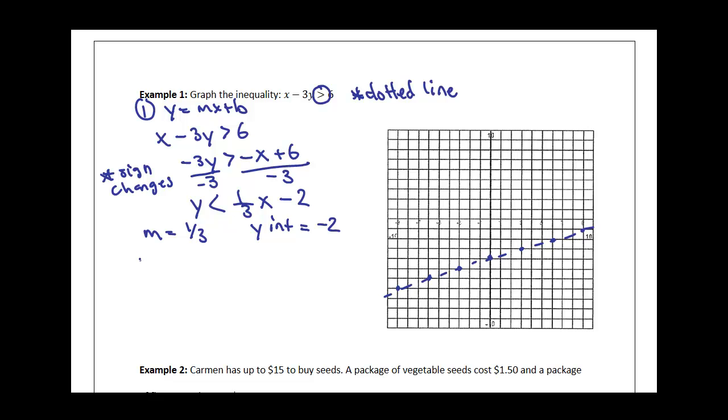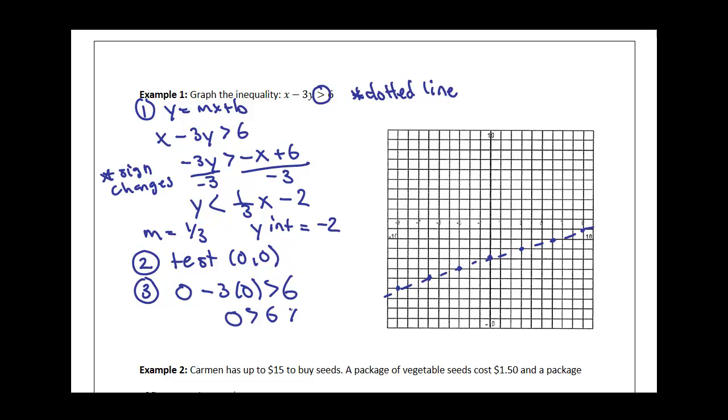Awesome. Our second step says to choose a test point that is not on the line. In this case, (0, 0), which we would generally want to use, is not on the line. So let's test (0, 0). Step 3 says to substitute it back into the original inequality. We get 0 minus 3 times 0 is greater than 6. When we solve that, we get 0 is greater than 6.